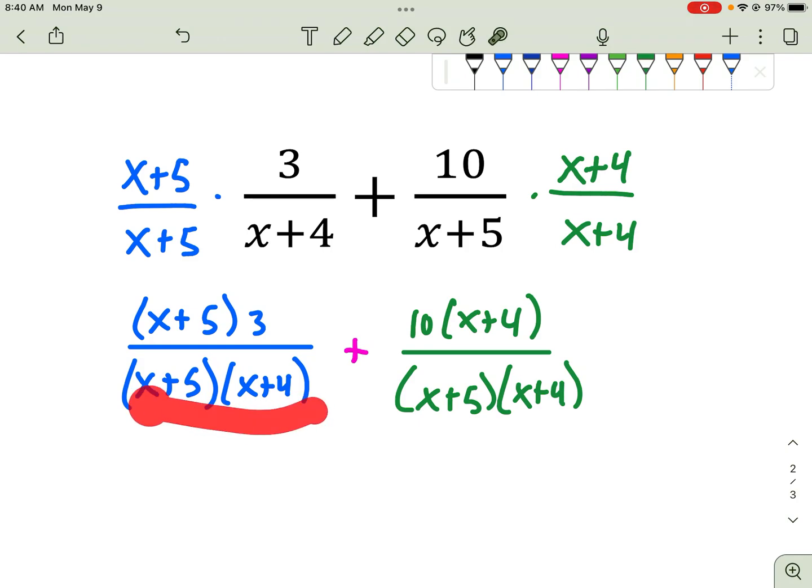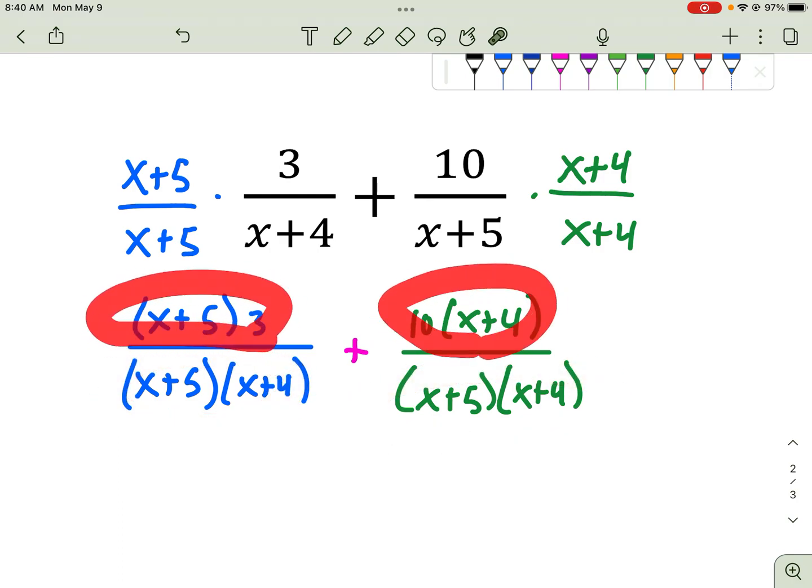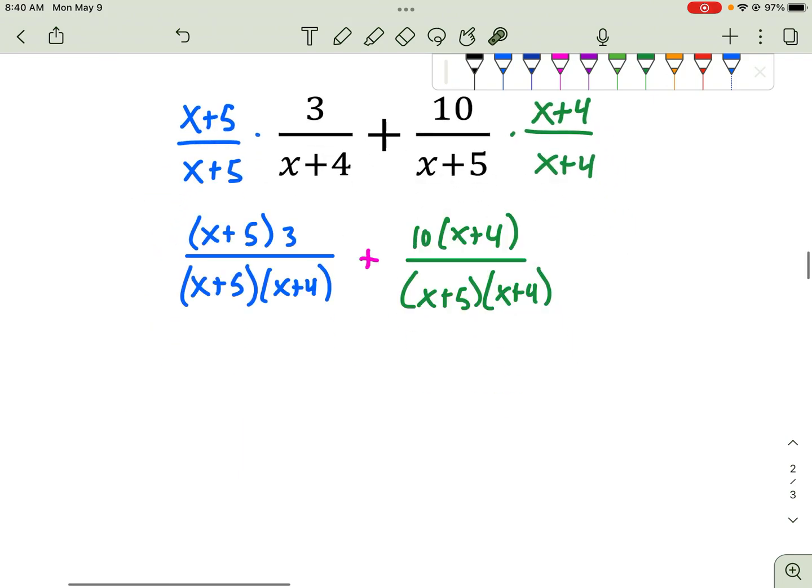Okay, now we have the same denominator for both fractions, so we can add them together. But when I add them together, I'm going to leave these in factored form, but I'm going to distribute these as I add it together. So the blue fraction is 3x plus 15 on top. The green fraction is 10x plus 40 when I do distributive property.